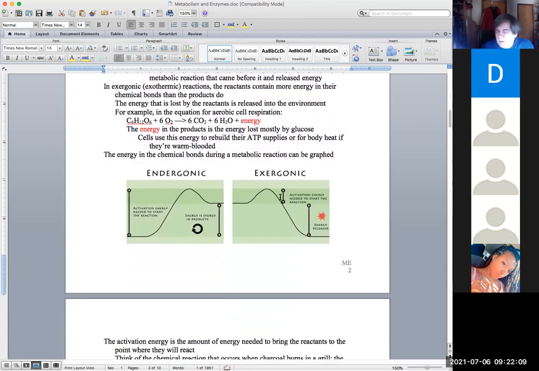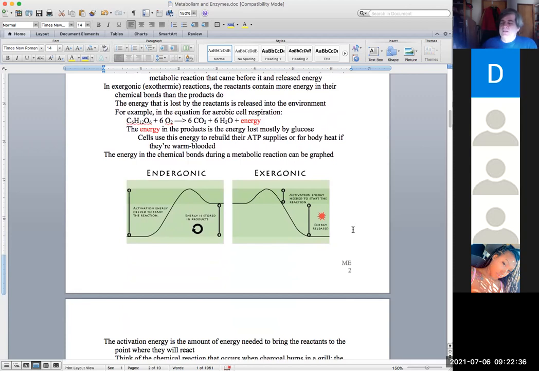Now, an exergonic reaction, in a sense, is the reverse. Again, our reactants are over here on the left, our products are on the right. The reactants start out with this much energy in their chemical bonds. The products end up down here. So the reactants have lost some energy. So notice again the difference in height between where the reactants start and where the products end up.